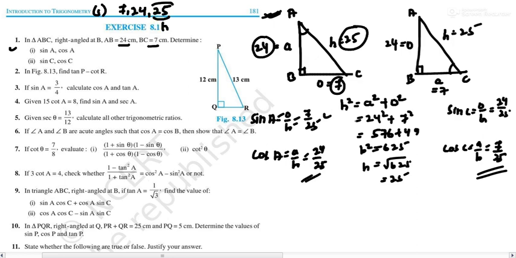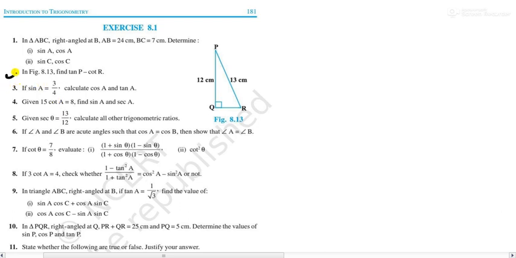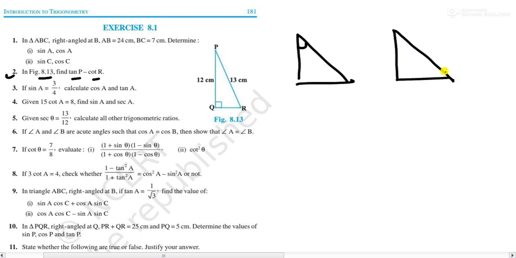Moving to our next question. So this is our second question. In figure 8.13, find tan P minus cot R. So this is your figure. You have to find tan P. So again, two figures. One angle is at P and in the other case angle is at R. So this is PQR and again PQR. Now they have given this as 13, same 13, this remains same 12, this also 12.